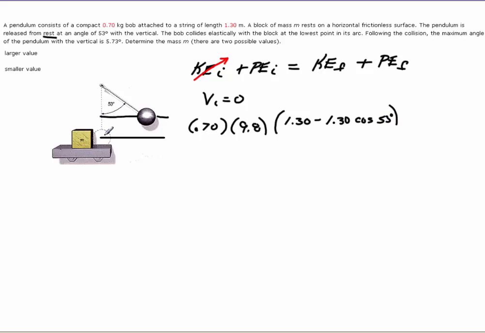Okay. When it gets to the bottom, it has lost all its potential energy, so all it's going to have is kinetic energy. So we'll set that equal to 1/2 times 0.70 times velocity squared. You notice here, you can go ahead and cancel out the masses. It doesn't matter what the mass is. Now we're going to solve for V. If we solve for V, we will get V is equal to 3.185 meters per second. Alright, and that's going to be the velocity.